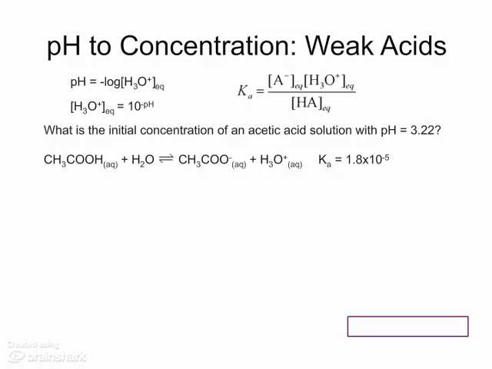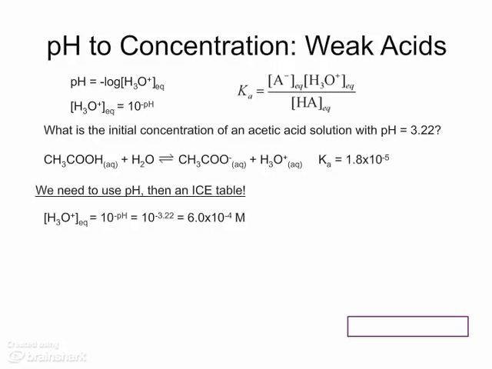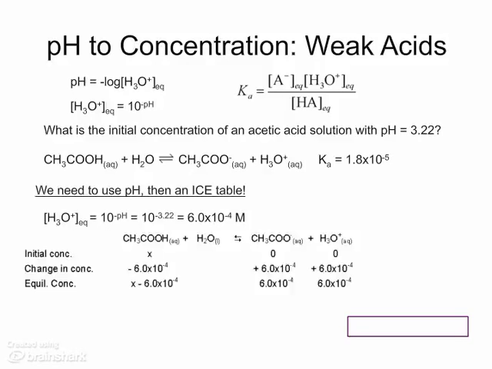So now we want to solve for the initial concentration of an acetic acid solution with pH equals 3.22. So again, we write the equilibrium reaction as shown here. We first need to use pH and then an ice table to solve this problem. So if we use pH, we take 10 to the minus pH, which is 10 to the minus 3.22, to solve for the equilibrium concentration of H3O+. So here that concentration is 6.0 times 10 to the minus 4 molar.